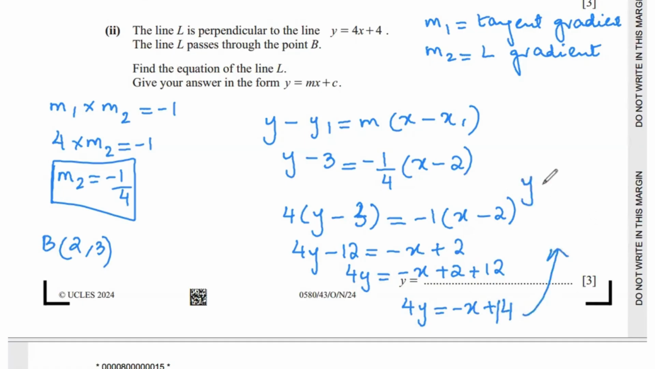And slope intercept would be y equals negative 1 over 4 x plus 14 over 4. You can simplify the 14 over 4 to 7 over 2 as well, if you want. Otherwise, you can leave it as it is. That's your final answer.